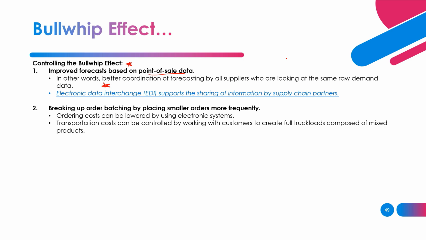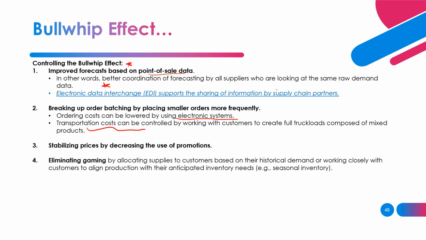Another way we can control it is to break up the order batching by placing smaller orders more frequently. This means, first of all, we lower the ordering cost by using electronic systems such as emails or other systems, and we can control the transportation cost by getting mixed product order quantities and filling the truck with different products from the customers. That is the demand from the side of the customers. The third one, we can stabilize the price by decreasing the use of promotional activities.